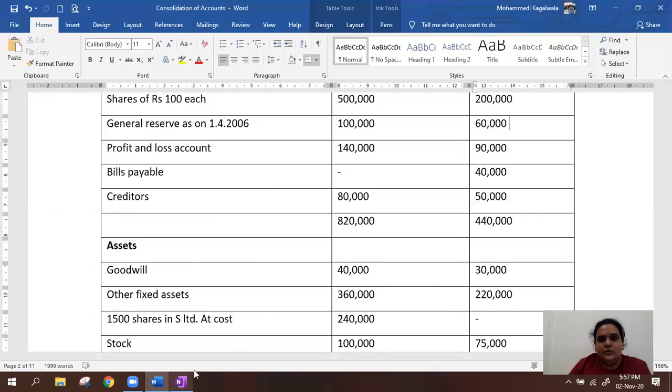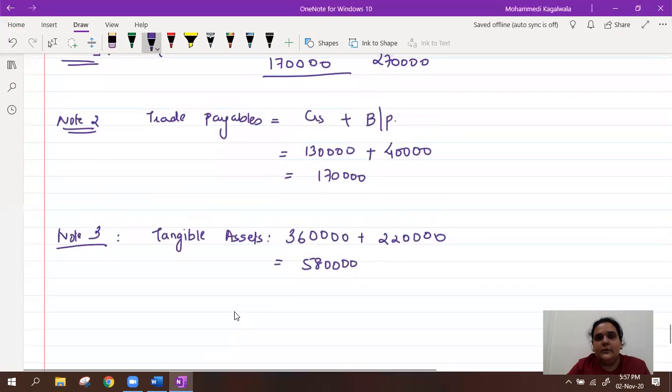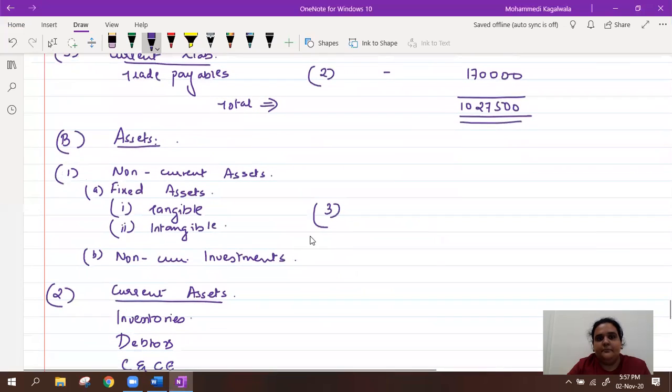Okay, so we have 3,60,000 plus 2,20,000. So we will get 5,80,000. So write here 5,80,000 in tangible. Okay, now intangible means goodwill, trademark, etc.